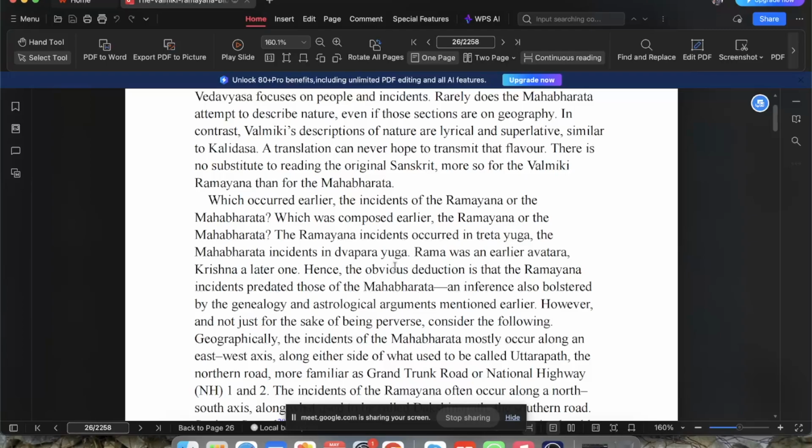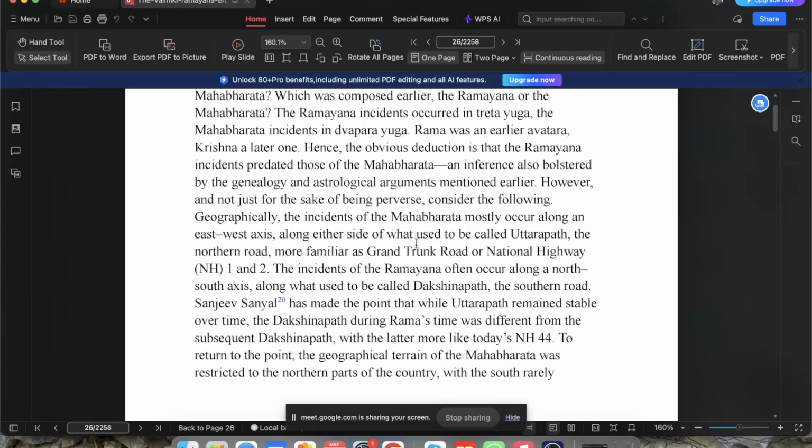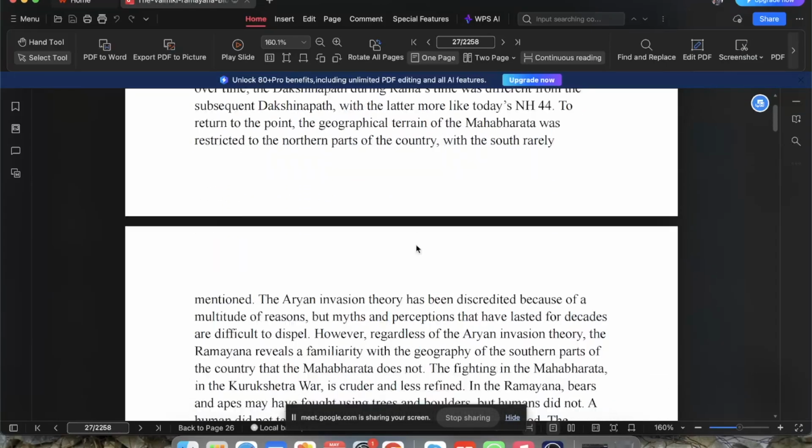But when you look at the evidences, there is no mention of any Mahabharata incidents in the Ramayana, but there are references of the Ramayana incidents in the Mahabharata. So that way, we can sort of get some confirmation that Ramayana did happen before the Mahabharata.